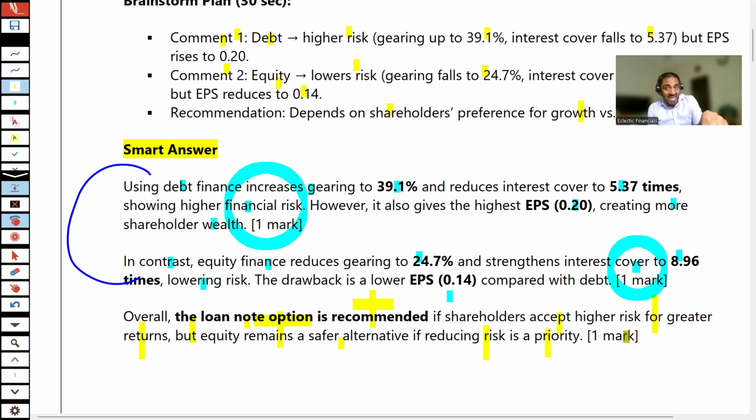Observe the last line. The last line is not absolute. If you just say go for loan notes, no. Incorporate some diplomacy. Here we are preferring the loan notes, but equity is also considerable if you want to reduce the risk.